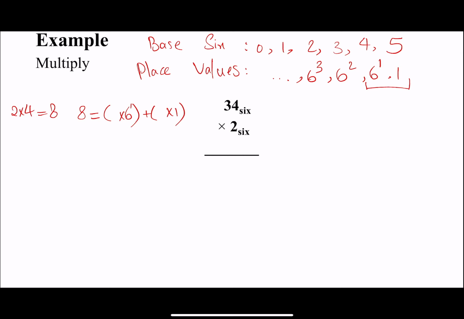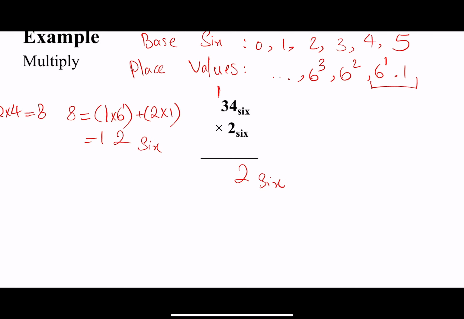2 times 6 is 12, which is bigger than 8. So I choose 1 group of 6. 1 times 6 is 6. I need 2 more to build up 8, so I have 2 groups of 1. So 8 is actually 1, 2, base 6. Just like what I do in base 10, I place 2 here and I carry the other digit.